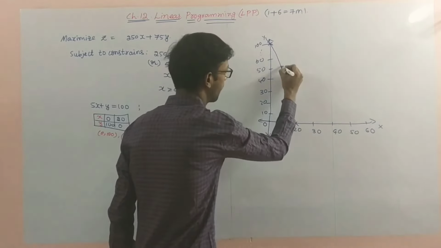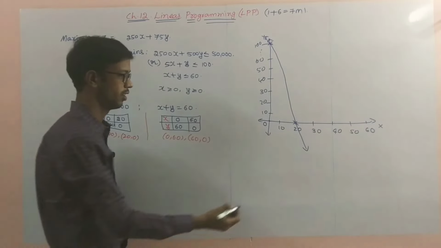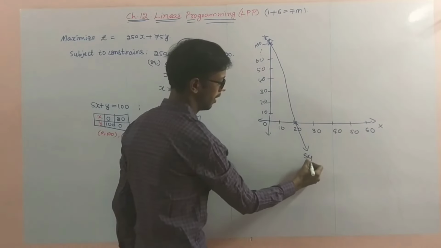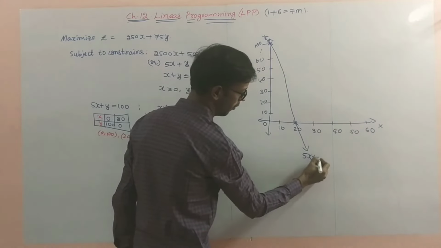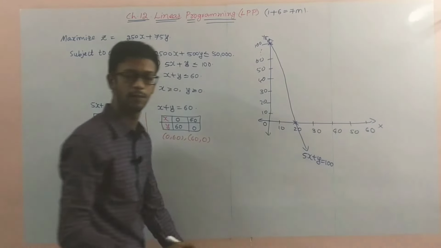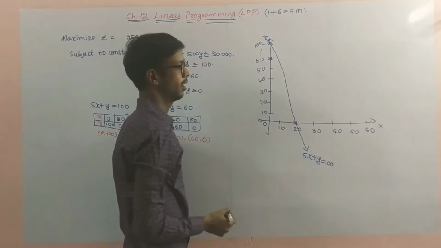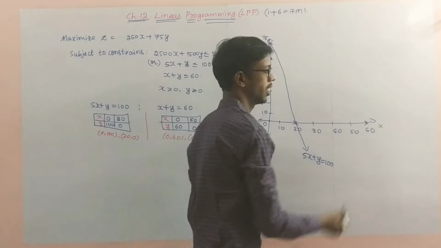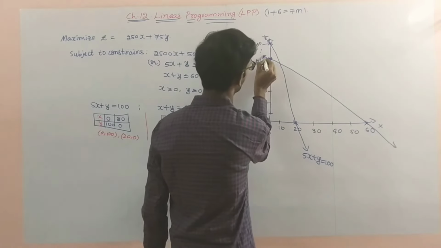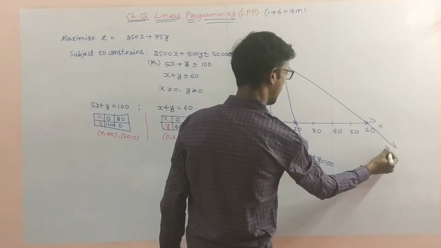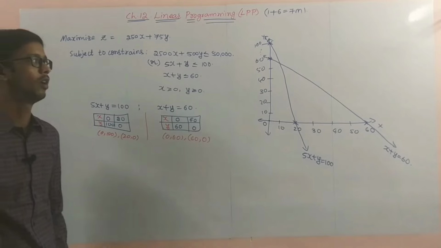Now join these two points with a line. Which line equation is this? This is the line 5x plus y equal to 100. Next, plot 0, 60 and 60, 0. Now join the 2 points. This is the line x plus y equal to 60.